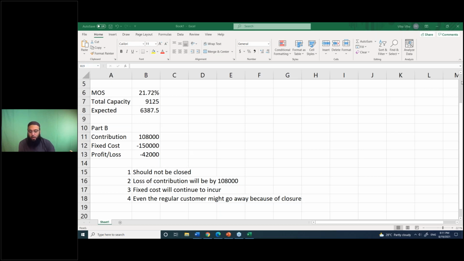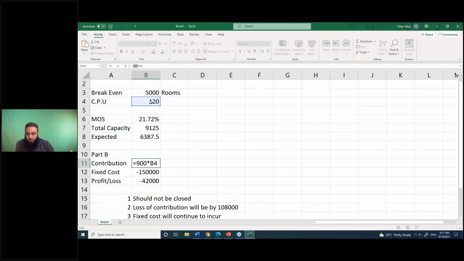Okay, how we got 108 contribution? That's very much simple, my friend. See, 900 were the expected number of people who will come to your hotel, and the rest you multiply that with the contribution per unit. So that is how you got 108.